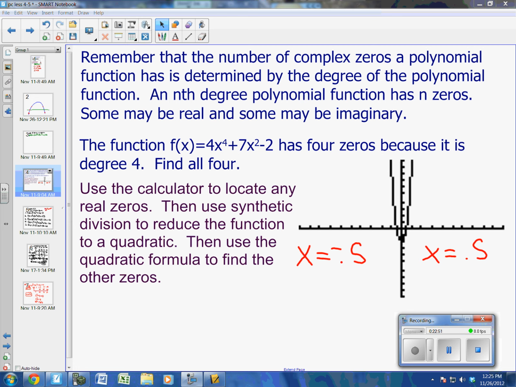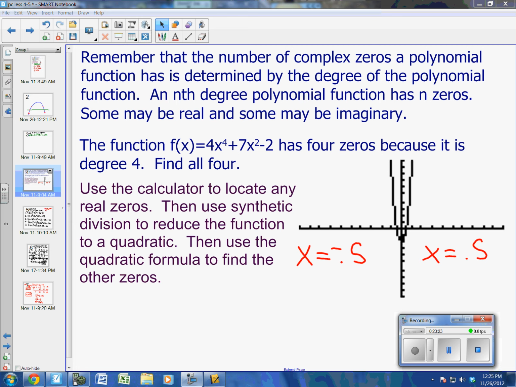Okay, now it says some may be real and some may be imaginary. The function f of x equals 4x to the 4th plus 7x squared minus 2 has 4 zeros because it is of degree 4. Do we understand that? Okay, find all 4. Now, I kind of gave you a hint already. If you used your calculator, you would find out that this crosses at negative 1/2 and positive 1/2, or negative 0.5 and positive 0.5. Does anybody want to verify that, or do you believe me? We all know how to do it.